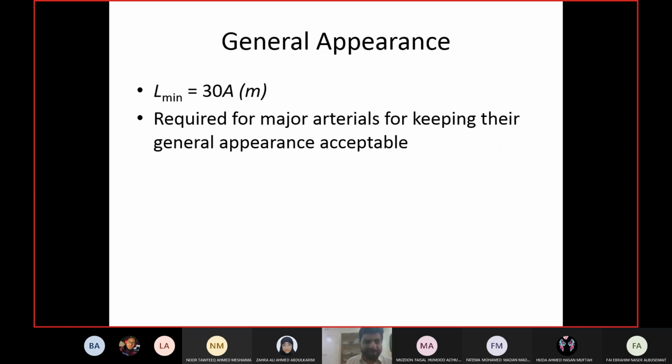Then we have general appearance criteria. General appearance criteria is applied to highways which are on important locations, major highways, maybe near diplomatic areas or international stadiums or something like that. So you have the appearance criteria because sharp curves do not look good as well.